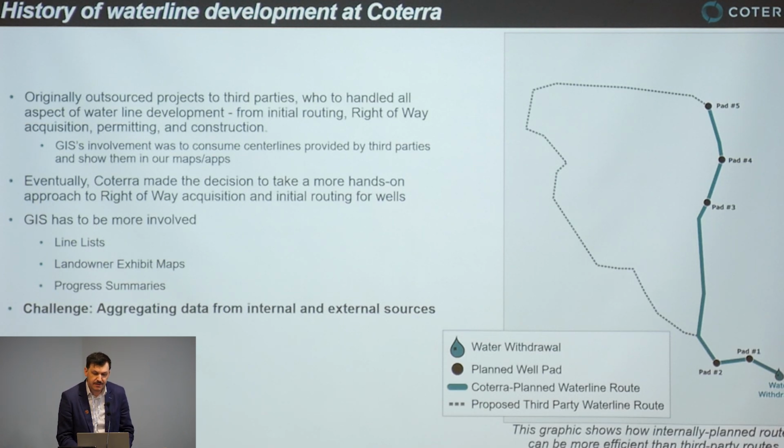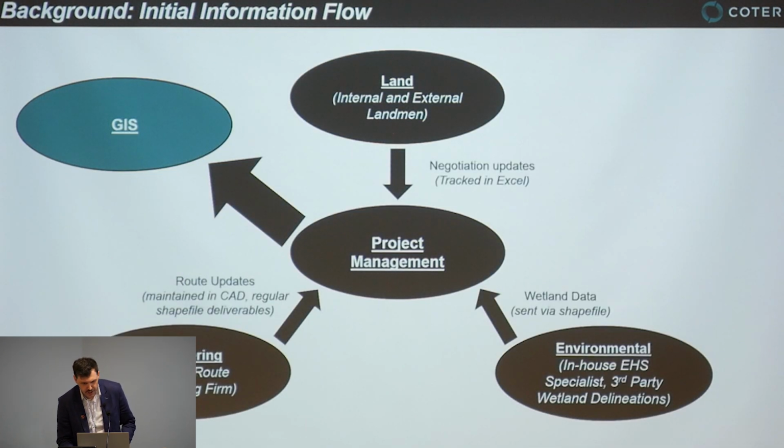As we moved in-house, GIS became more involved, and we began providing line lists for proposed routes, a line list being a list of every parcel a route crosses, landowner exhibit maps, and then ongoing project progress summaries just showing how much progress we've made on a project in acquiring rights of way or getting permission to survey on proposed routes. And in doing this, it quickly became apparent that aggregating all the required data from all the contributors so we could have an up-to-date understanding of the whole project was going to be a challenge. So we'll jump into this next slide, and that will show you what we mean.